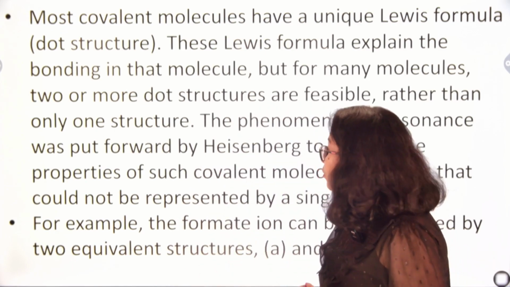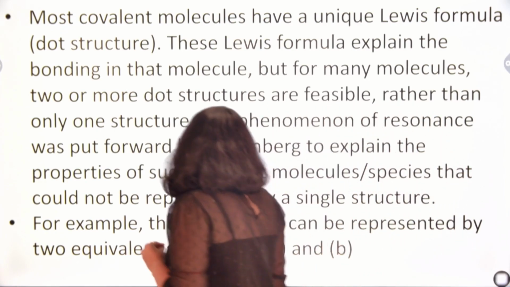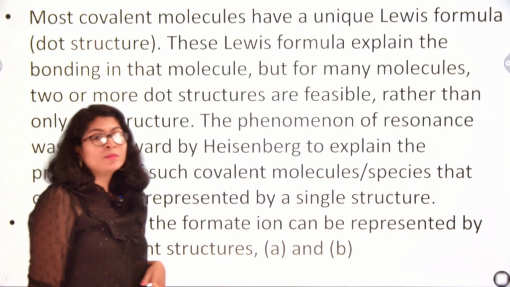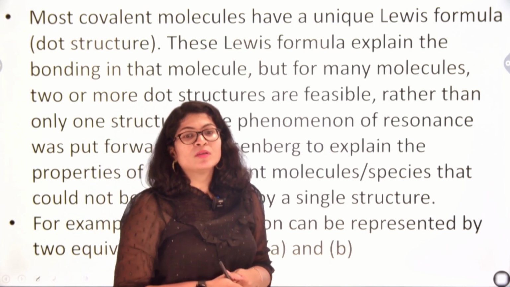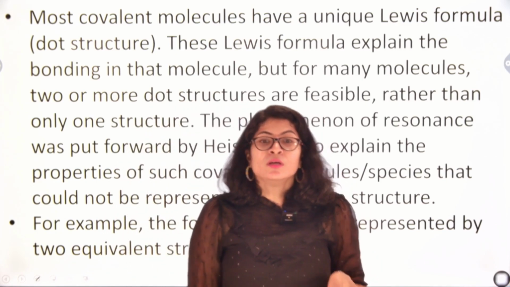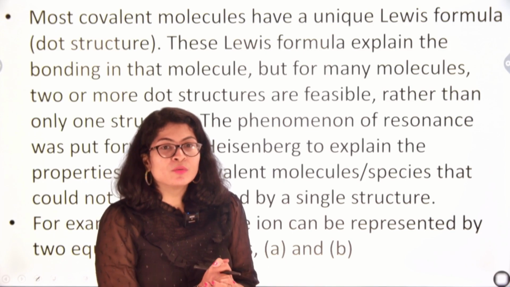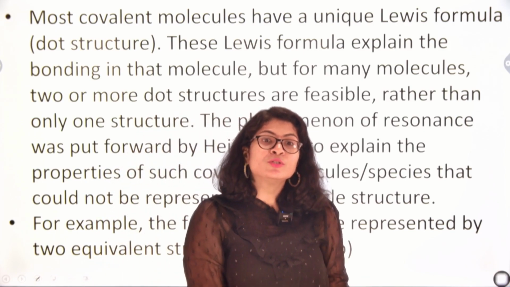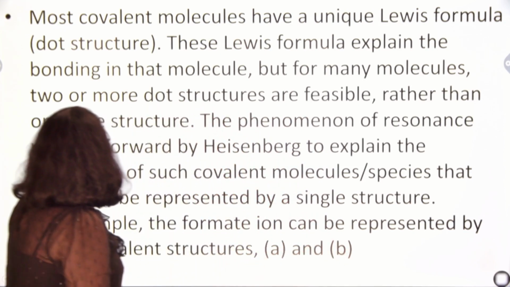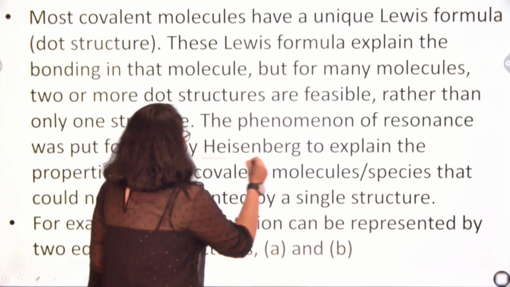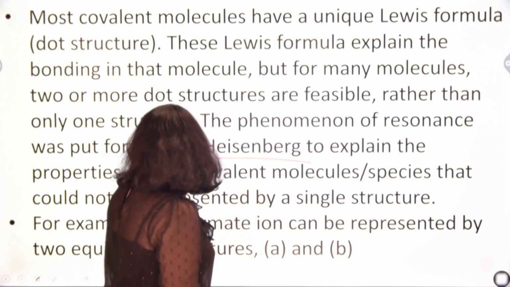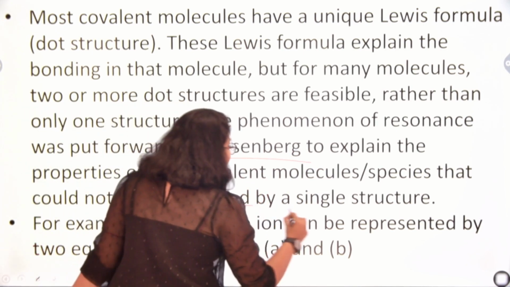The phenomenon of resonance was put forward by Heisenberg. Okay, Heisenberg is a very eminent personality considering the atom, because Heisenberg's uncertainty principle was a challenge to Bohr's atomic model. So Heisenberg was the person who proposed the concept of resonance. He was the one who said there is more than one Lewis structure that can be possible for any organic compound. So the phenomenon of resonance was put forward to explain the properties of such covalent compounds where more than one structure is possible that could not be represented by a single structure.